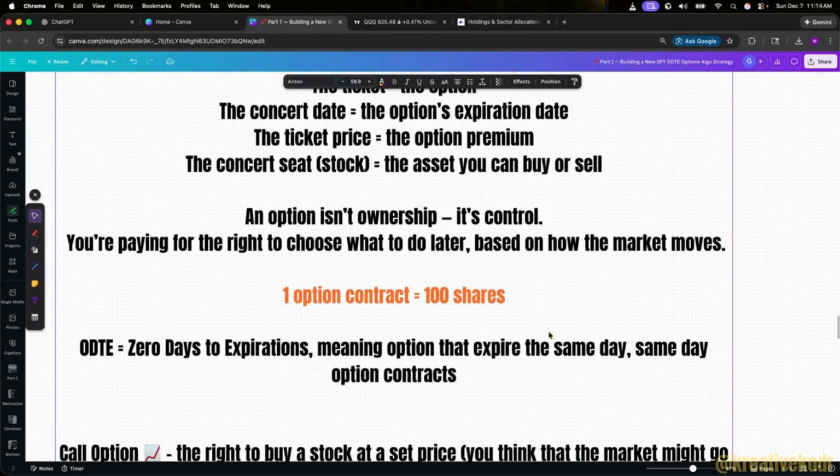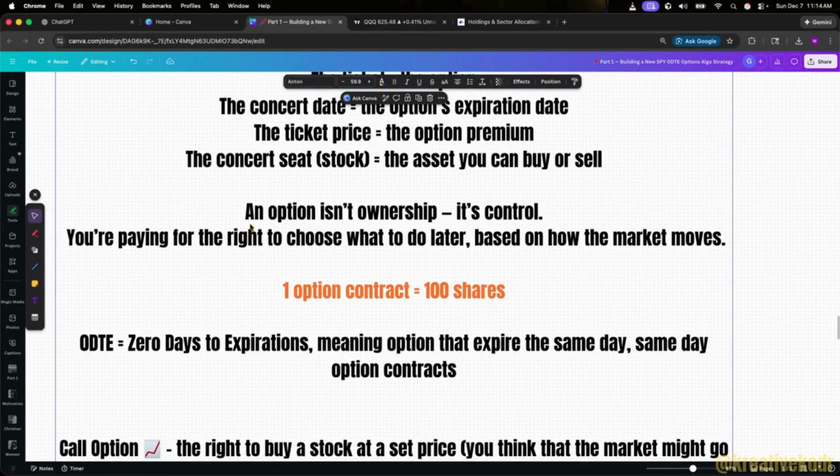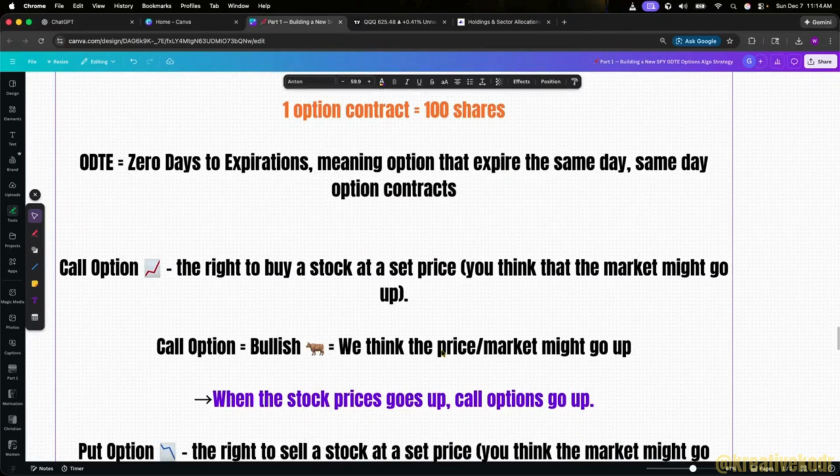Just a little bit further: options are a controlled ownership. We're paying for the right to choose what to do later based on how the market moves. And for every one option contract, there are 100 shares. Zero DTE, we already talked about that.